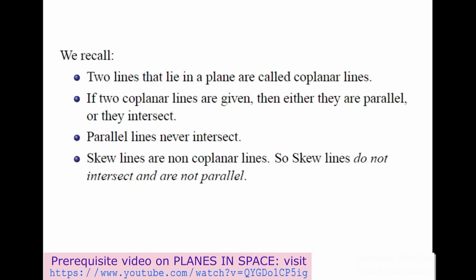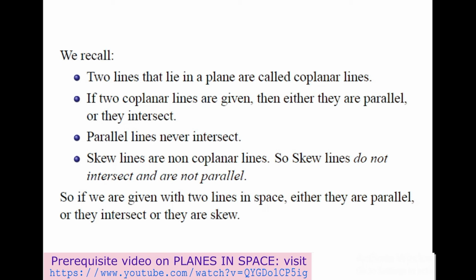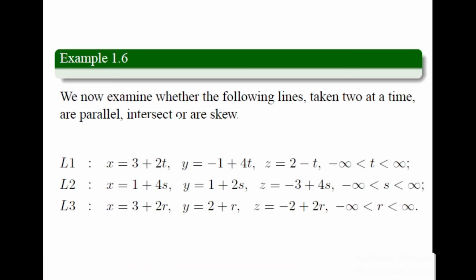Skew lines are non-coplanar lines. So, skew lines do not intersect and are not parallel. So, if we are given two lines in space, either they are parallel, or they intersect, or they are skew. Example. We now examine whether the following lines taken two at a time are parallel, intersect or are skew.